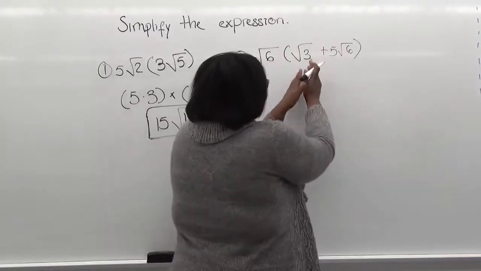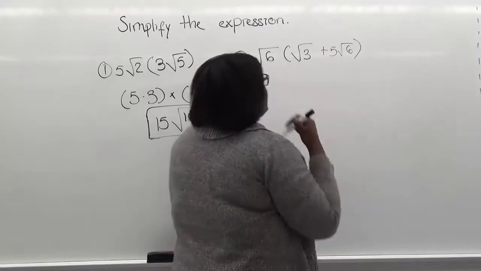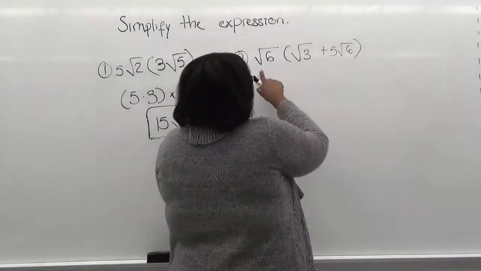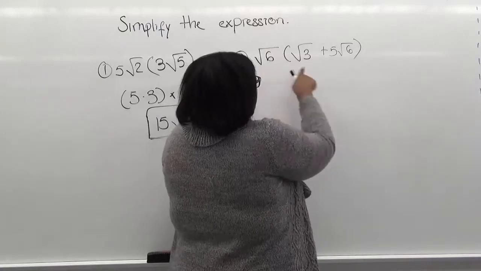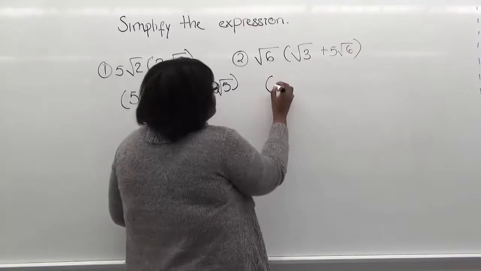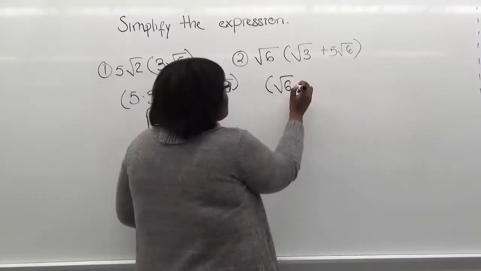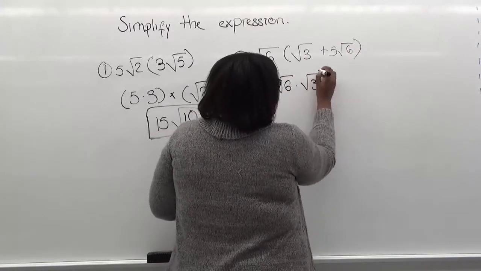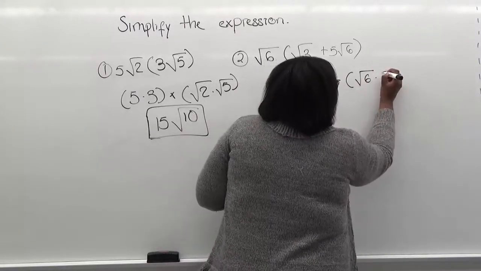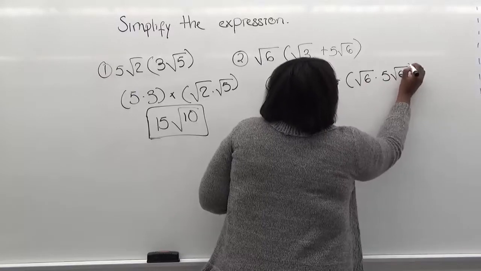As you can see, 3 and 6 are not the same number, so we can't add them together. We can't simplify. So our next step is to multiply radical 6 by each term. So we're going to distribute it to each term. So we're going to rewrite it as radical 6 times radical 3 plus radical 6 times 5 radical 6.